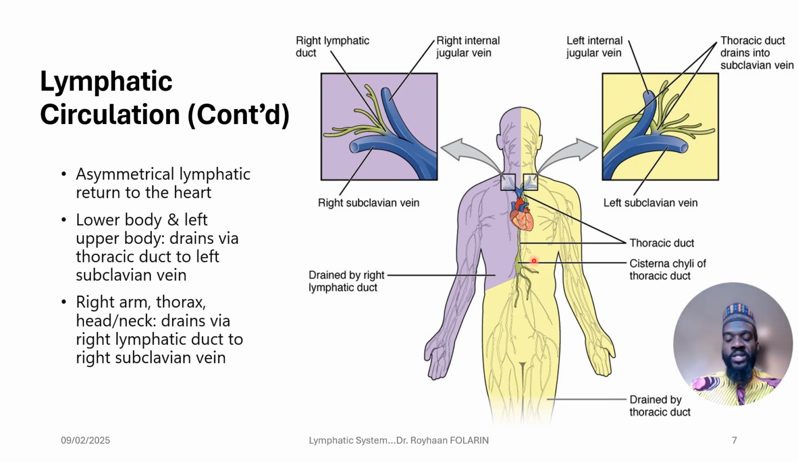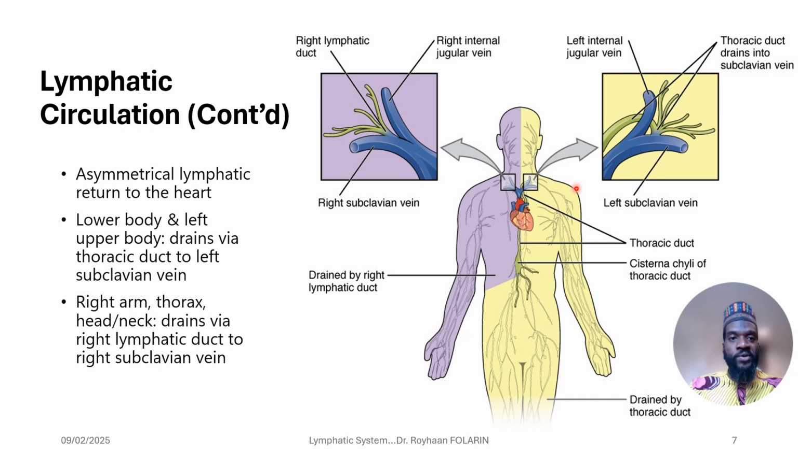And due to the vagaries and the differences across the embryological development, the pattern of lymphatic return to the heart is highly asymmetrical. That is, it's not the same for the right and left parts of the body. And why do we say that? You can easily tell from this color tagging. This is showing the drainage of the lymph across the body.